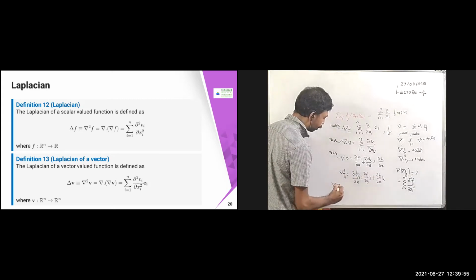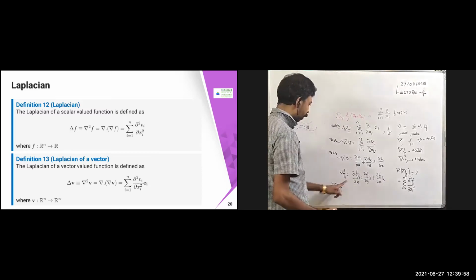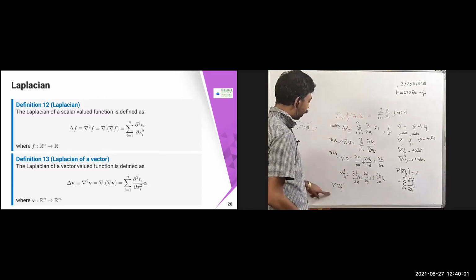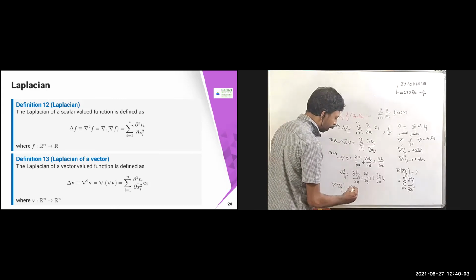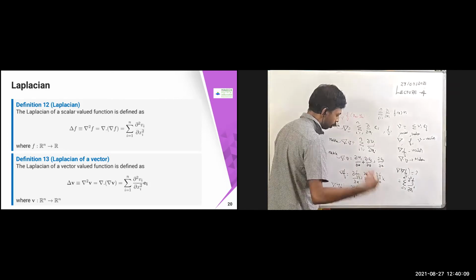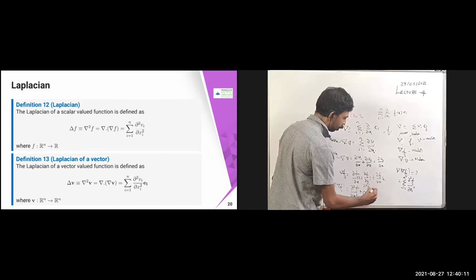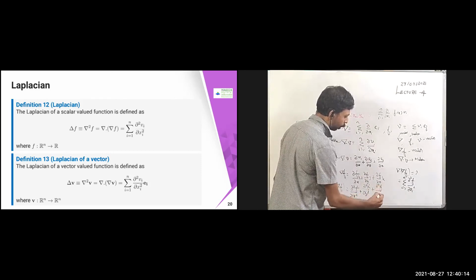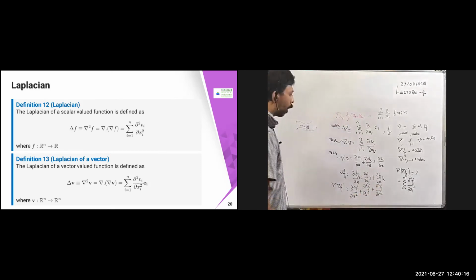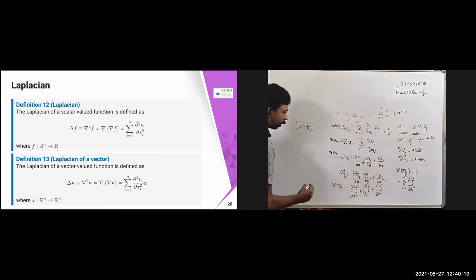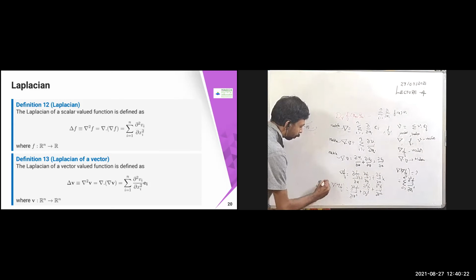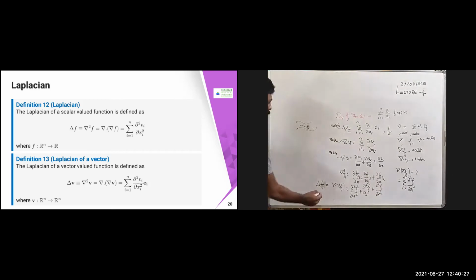So del dot del F means a dot product. This is a vector, and again this is a vector. Taking the dot product, it is going to become dou square F by dou X square plus dou square F by dou Y square plus dou square F by dou Z square. This is actually called the Laplacian. The other notation for this is delta F, or del dot del F, or they can also write it as gradient square F.